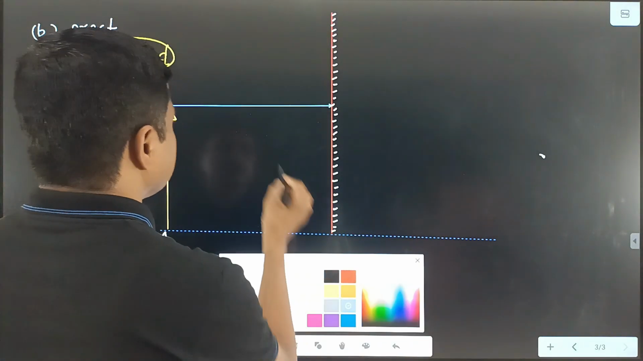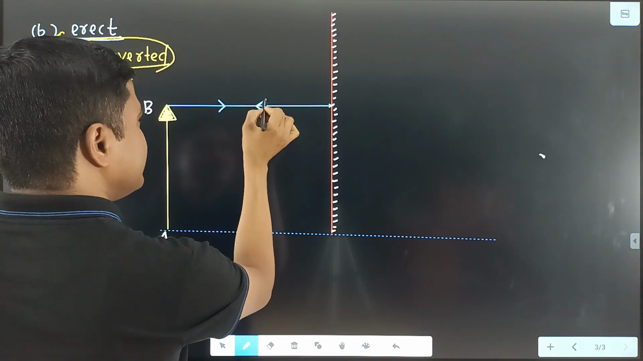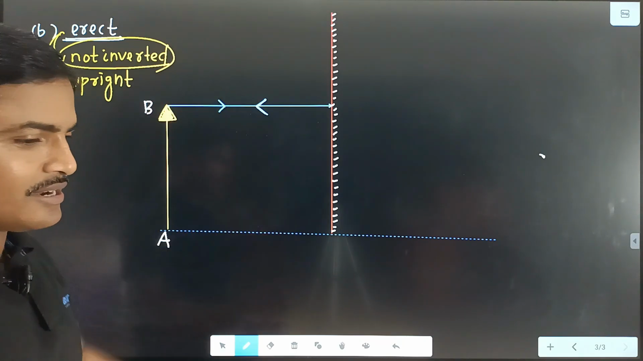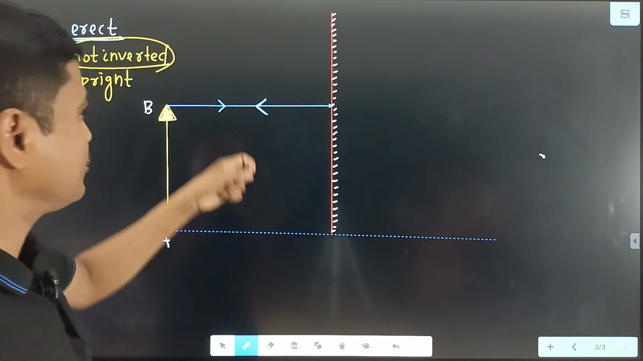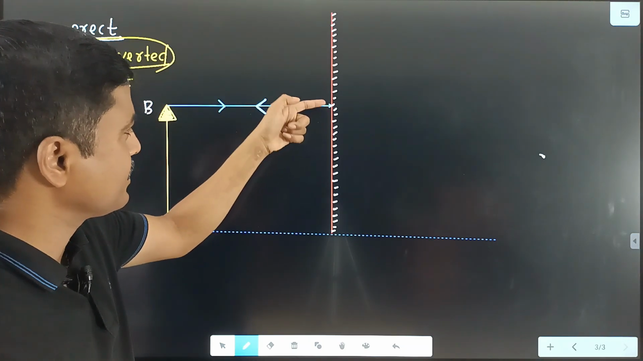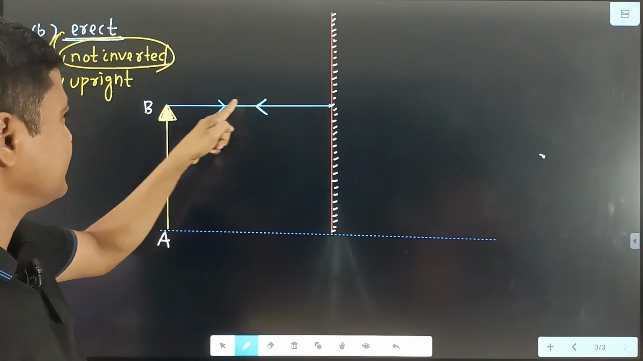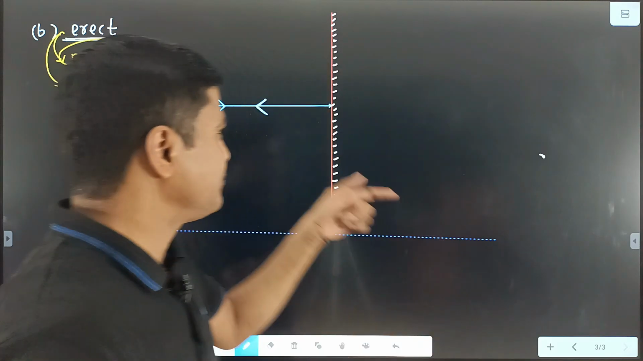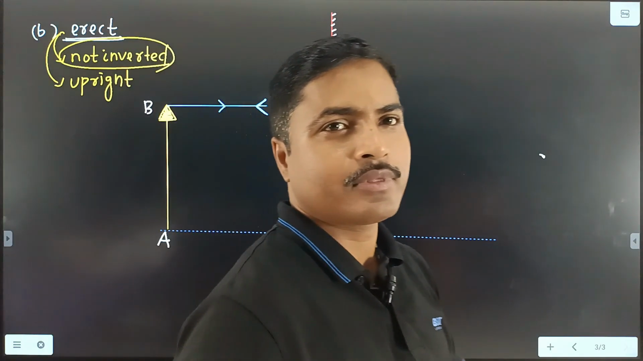Then the ray is returned back into the same medium and in the same direction. Here the incident ray, reflected ray, and normal are all the same. That means this is the incident ray and this one is the normal, and the reflected ray returns back in the same direction. Clear? And your angle of incidence and angle of reflection are both 0.